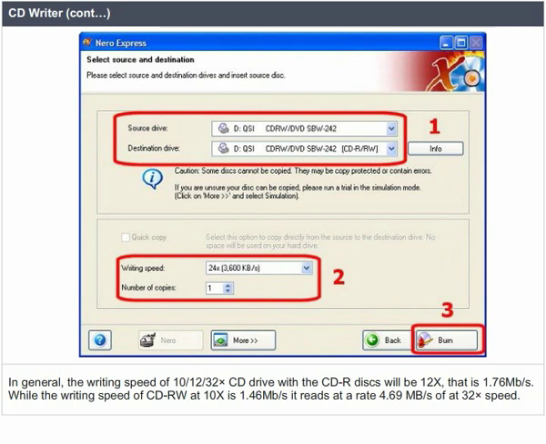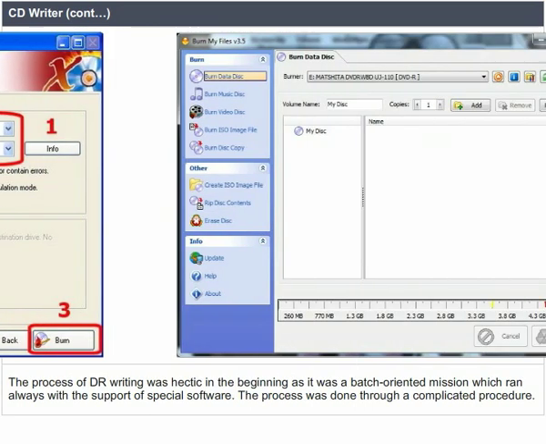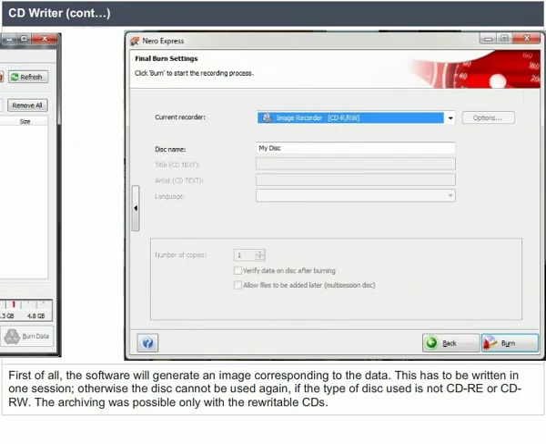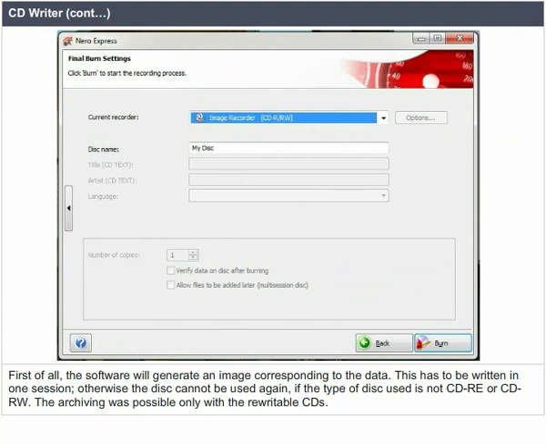The process of CD writing was hectic in the beginning as it was a batch-oriented machine, which always ran with the support of special software. The process was done through a complicated procedure. First of all, the software would generate an image corresponding to the data. This has to be written in one session, otherwise the disk cannot be used again if the type of disk used is not CD-RE or CD-RW. The archiving was possible only with the rewritable CDs.